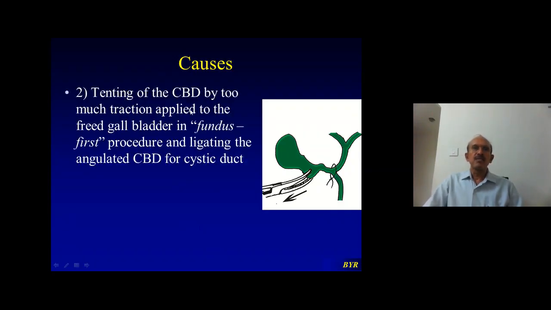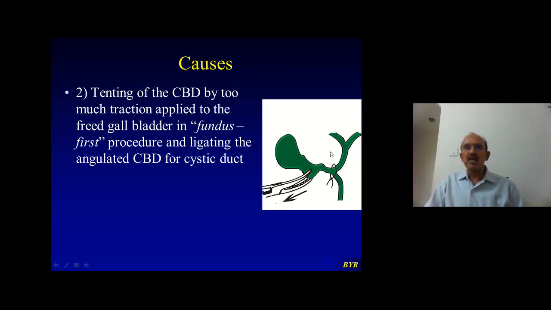The second cause of injury to the common bile duct is tenting of the common bile duct by too much traction applied to the freed gallbladder in the fundus first method, and ligating the angulated CBD for the cystic duct. I will explain this. In doing cholecystectomy, there are two methods.